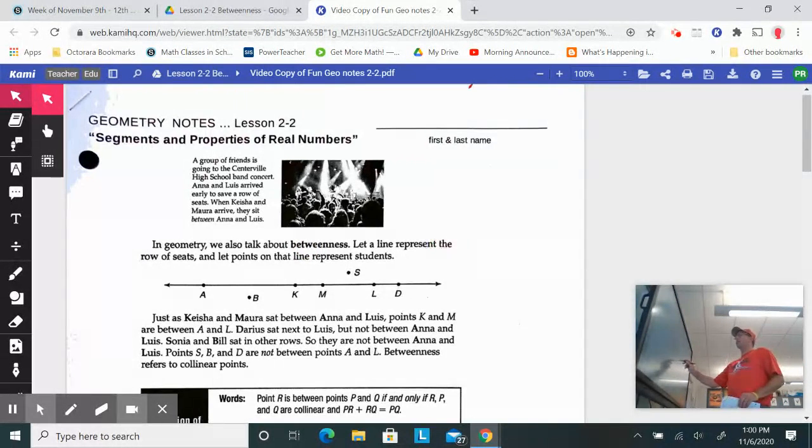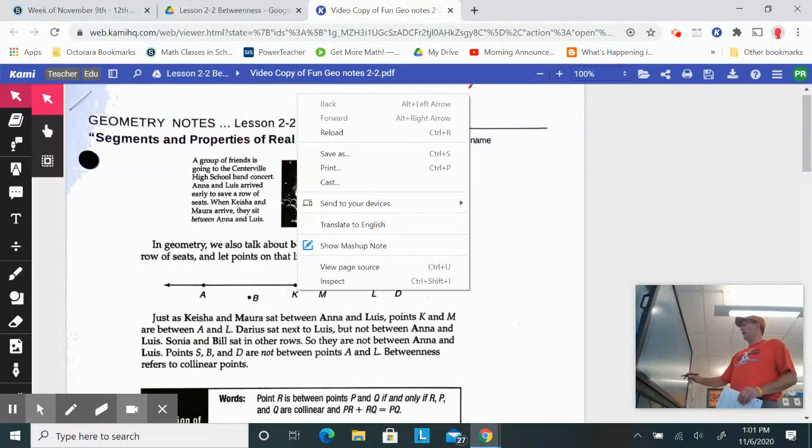Let a line represent the row of seats. So this row of seats is represented by this line. And let points on that line represent students. So guess what point Keisha represents? Yeah, it's going to be point K.